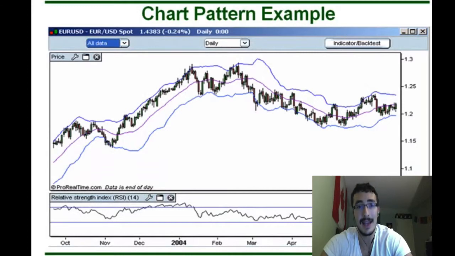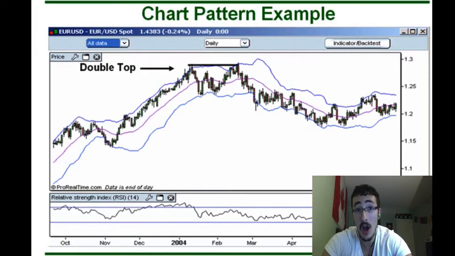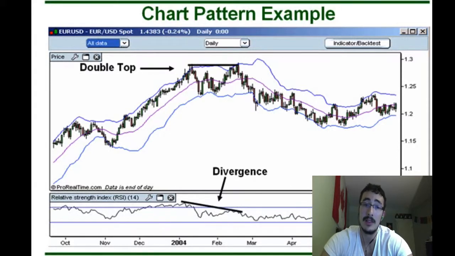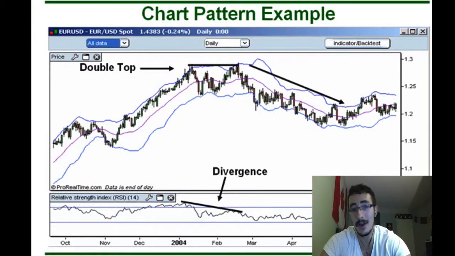Let's look at a chart pattern. Because the Bollinger Band is plotted on price, we can use it with other things. You should be able to identify a double top scenario with a divergence in the relative strength index, meaning that not only do we have a double top going up into the second top, there was a loss of momentum compared to the first top. You can also see the touch of the Bollinger Band there, and that represented a pretty good move down in the market after it.